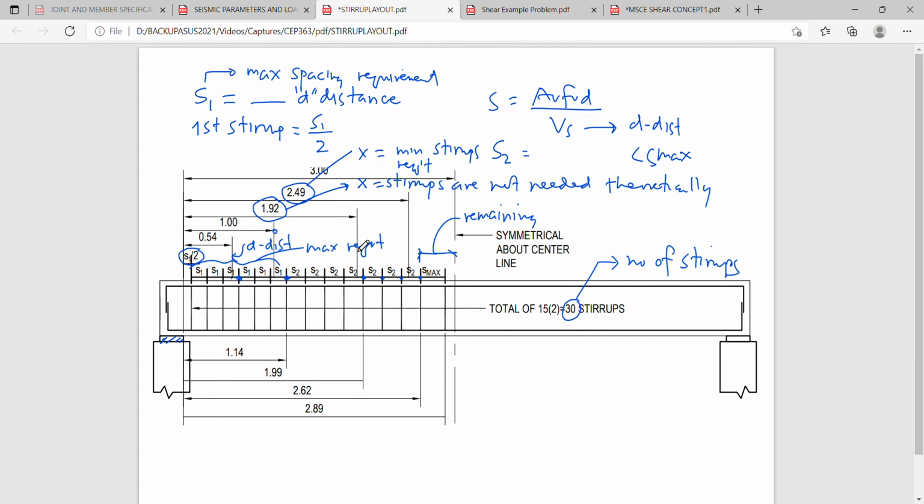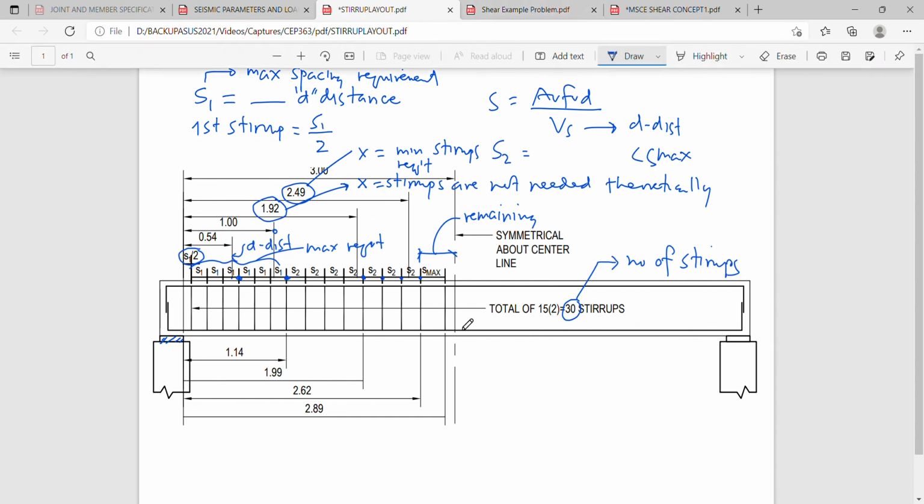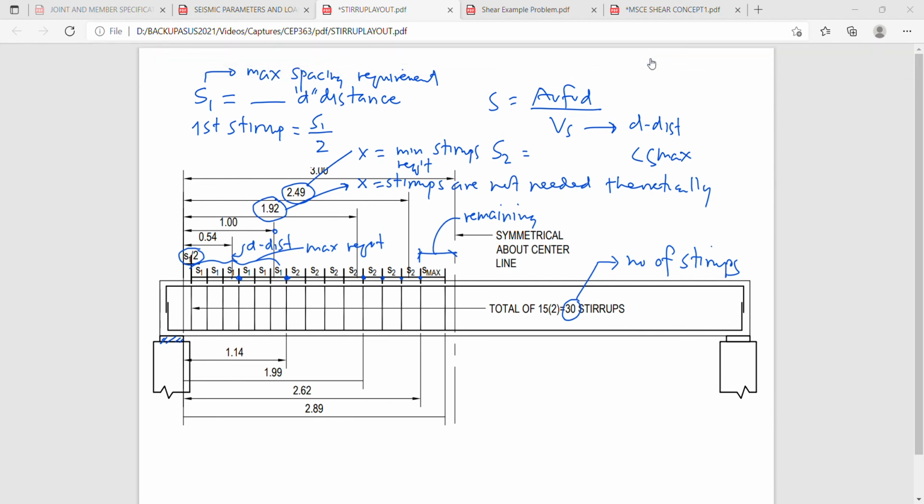So that's how your stirrup arrangement or stirrup layout is done based on the computation we have on the previous problem. So any question on this class? This is the practical side of what we have discussed from day one of our lecture in shear concepts. So any question?